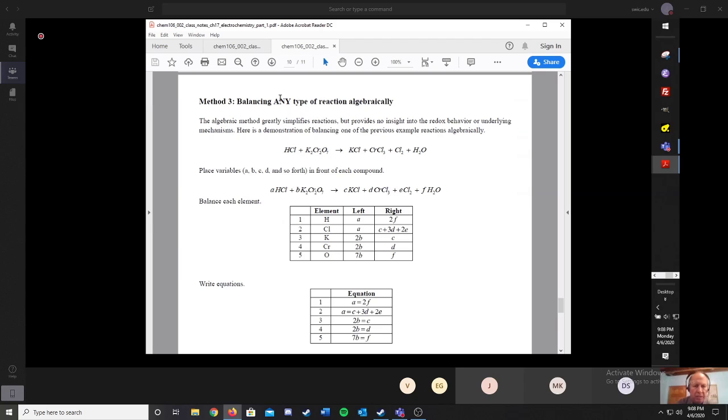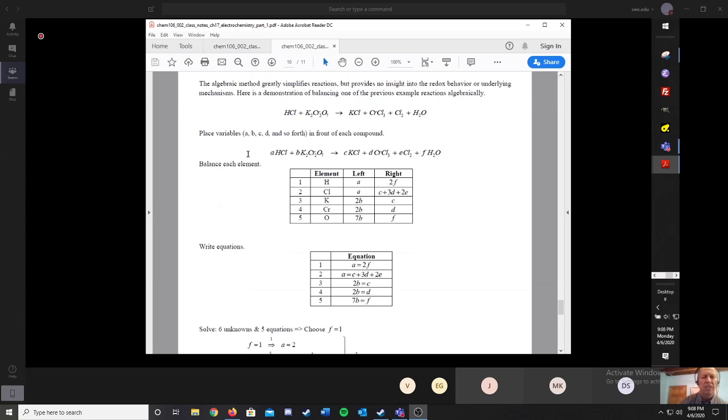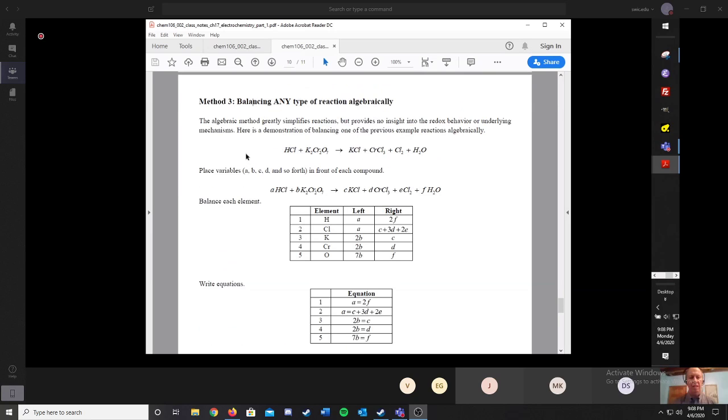And the one I like the most is by far the most powerful, and I think also the easiest. But the problem with it is that it doesn't really explain the chemistry. The Ion Electron Method in acidic and basic solution involves half reactions, and it shows what's really going on. But this Algebraic Method is really powerful, but it doesn't shed light on the underlying mechanisms. So this involves treating a reaction balancing problem more like math.